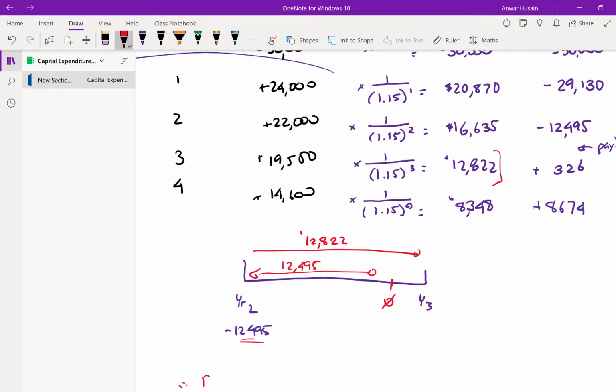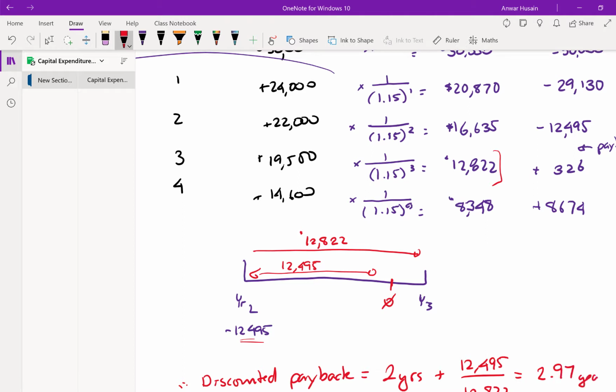So therefore our discounted payback is going to be 2 years plus a portion of the third year. And the portion is going to be 12,495 divided by 12,822. And that works out to 2.97 years. You can see it's longer than the original one we did, which was 2.21. And that's because we didn't consider time value of money in that scenario.